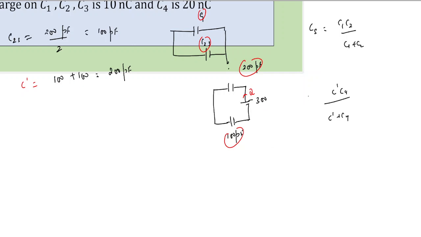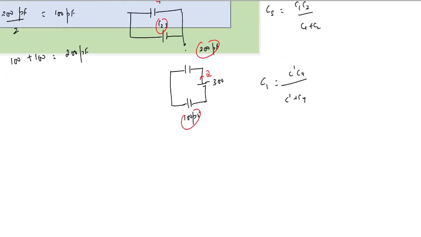This will be C1, so we'll do it now. It will be 100 into 200 by 100 plus 200. It's equal to 200 into 100 by 300, and there's a multiple of 10 power minus 12, so into 10 power minus 12.